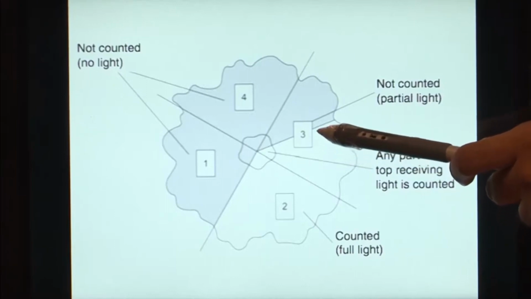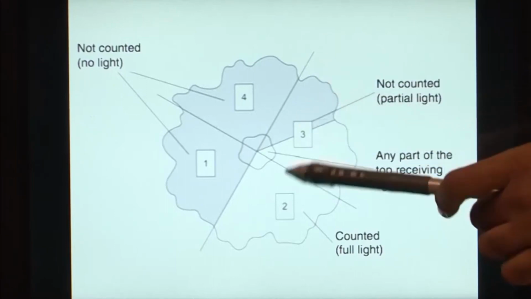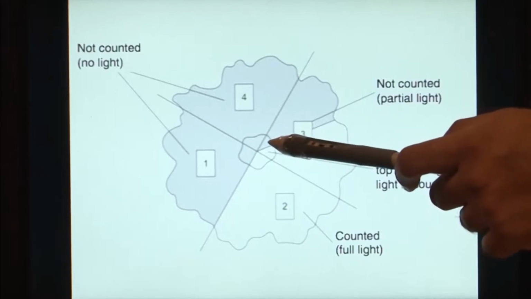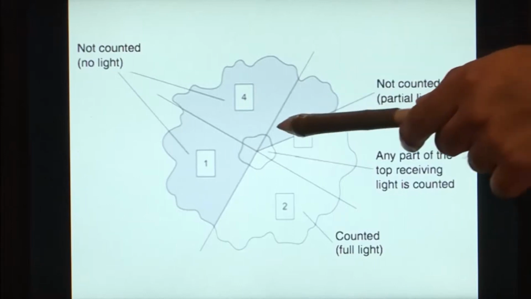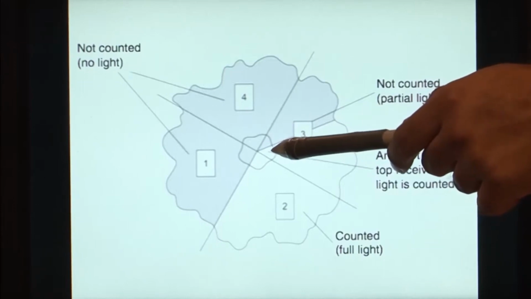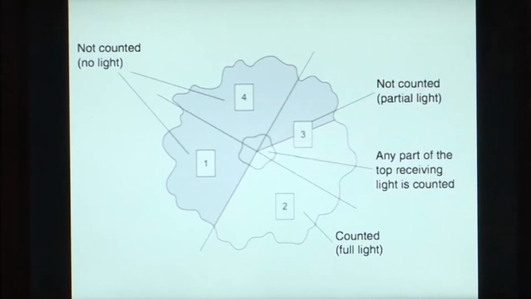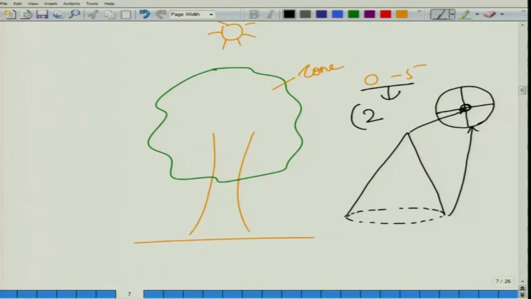So, if it is not receiving light completely, it will not be counted, but in the case of the top portion, if it is receiving any amount of light, it will be counted. So, the top portion will be counted in this case because it is receiving light in this part and this part. So, out of the 5 parts, part 2 is receiving light and the top part is receiving light. Only 2 parts are receiving light, so on the scale of 0 to 5, the value will be 2.